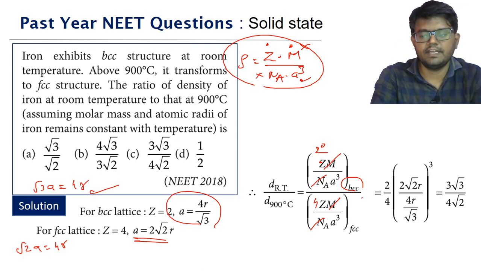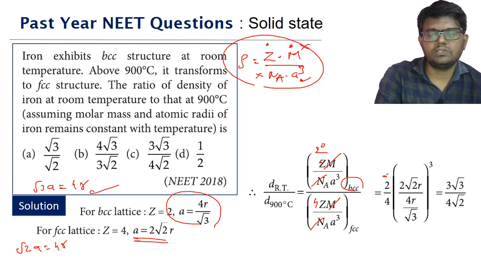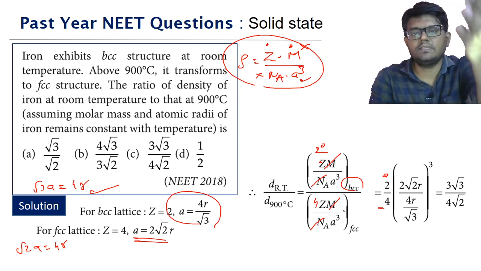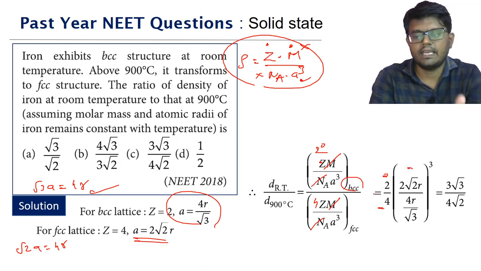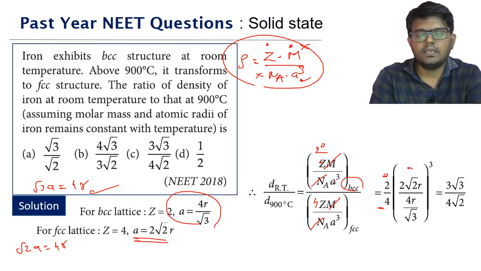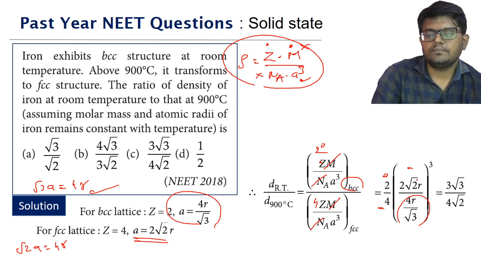So if you just simplify it, in the numerator Z of BCC is what? 2, divided by Z of FCC, which is 4. The 2 by 4 is as it is. And the A cube of the FCC will go to the numerator. Look at this numerator, what we have? 2 root 2 R whole cube, divided by A cube of the BCC. What is A of BCC? 4R by root 3. That will come to the denominator. So A of the FCC divided by A of the BCC whole cube we are putting. Okay. Now if you look at this, R and R will be cancelled.